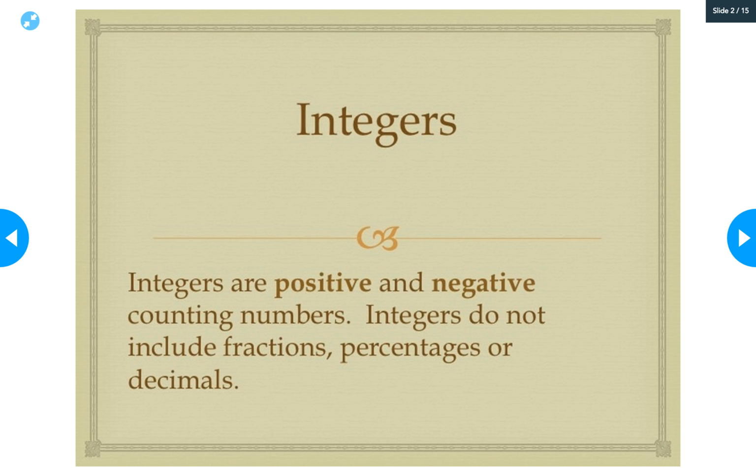A review: integers are positive and negative counting numbers. Integers do not include fractions, percentages, or decimals. So, for example, the numbers 2, 10, 500, -3, -14, these are all examples of integers.